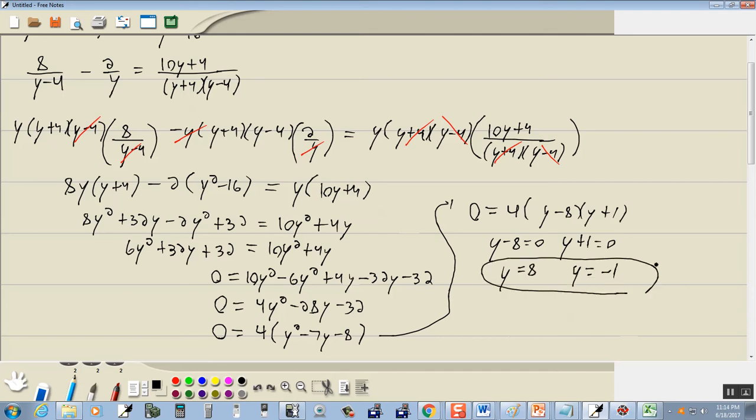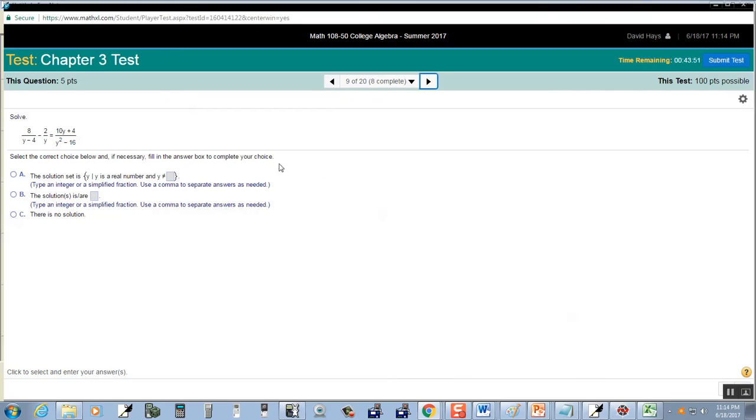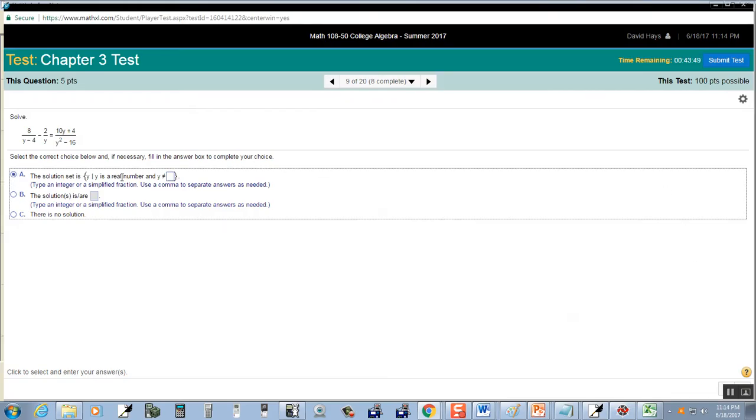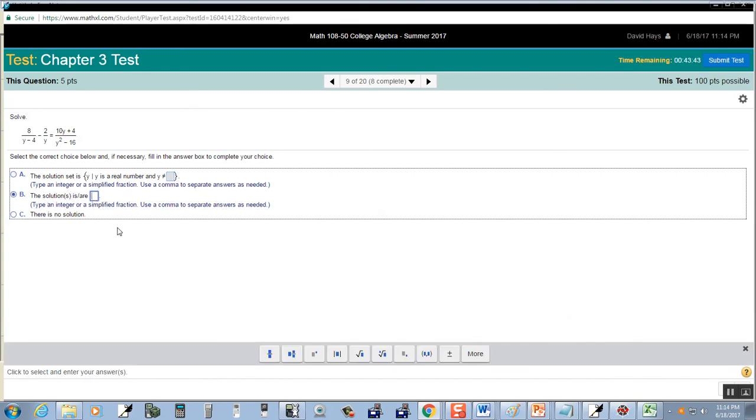Now neither one of those will cause our original equation to have a 0 for the denominator, so those are our answers. Negative 1, wait a minute, what is this? Solution set, I guess it might help to actually read. Negative 1 and 8.